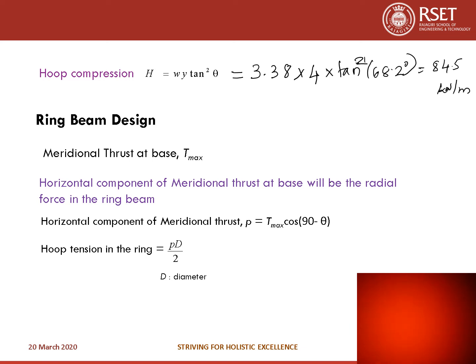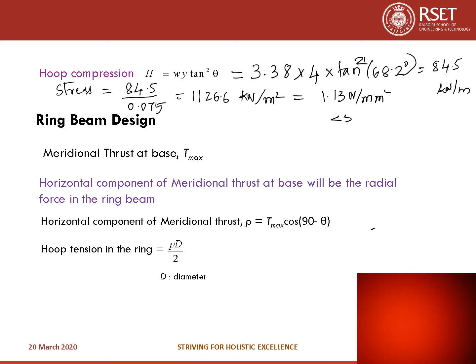Now for calculating the hoop stress, you just need to divide by the thickness of the dome. So thickness is 0.075. So you get a value of 1126.6 kilonewton per meter square. So if you convert into Newton per mm square, you will get 1.13 Newton per mm square, and this is less than 5 Newton per mm square. This is the permissible compressive stress in concrete. So it's okay.